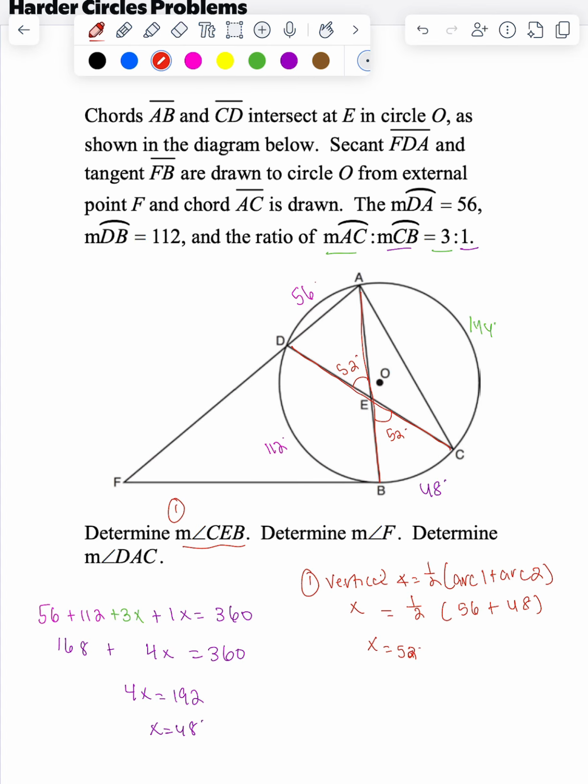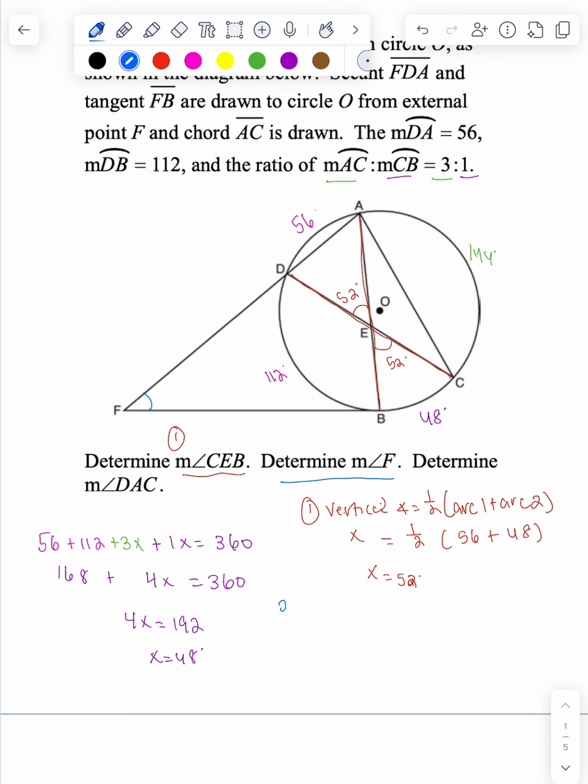From here, I can move on to the next part of the question, which is to determine the measurement of angle F. And angle F is an outside angle. So I'm going to have to think about my theorems for outside angles. And I know that the outside angle, instead of being half the sum of the intercepted arcs, is half the difference of the intercepted arcs. And we want to do the bigger arc minus the small arc so we don't end up with a negative, because that doesn't make a negative angle measurement, because that doesn't make sense.